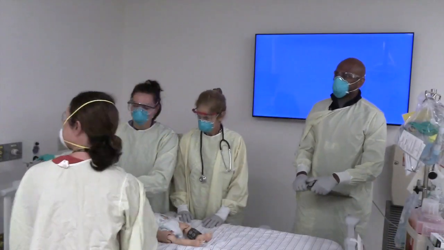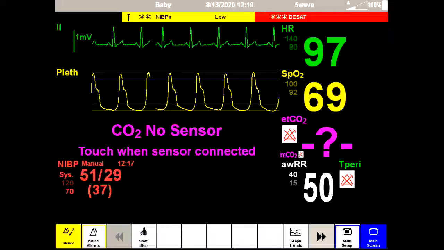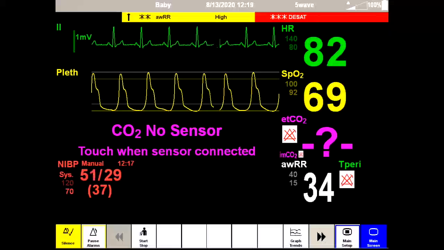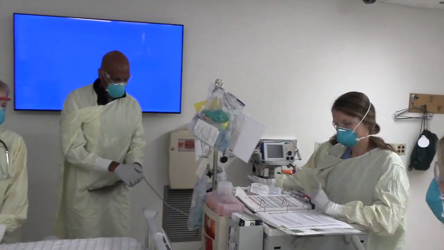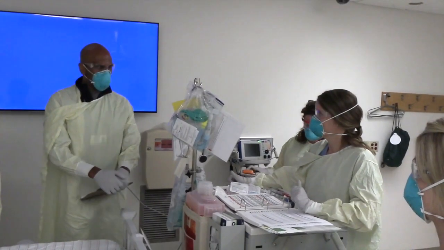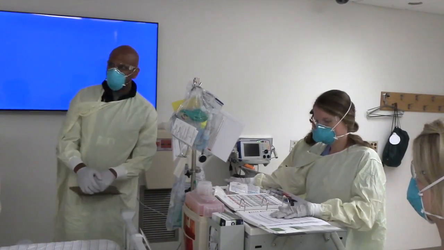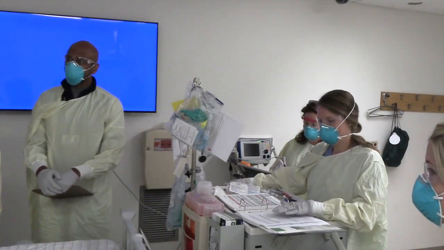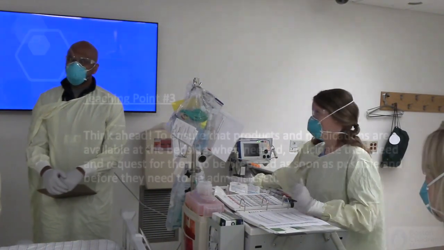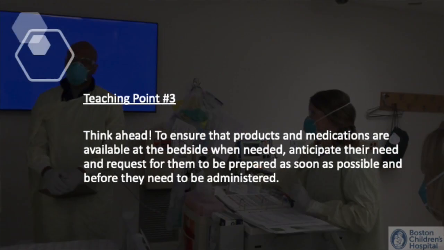It looks like the heart rate is now below 100 and dropping. Avery, could you please prepare epinephrine for the patient? The patient weighs 6 kilograms and will need 0.01 mg per kg. Great. This patient's 6 kilograms, and I'm going to prepare several doses of 0.01 milligrams per kilogram of epi. Think ahead. To ensure that products and medications are available at the bedside when needed, anticipate their need and request for them to be prepared as soon as possible and before they need to be administered.